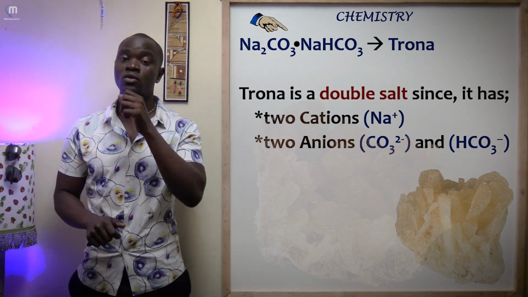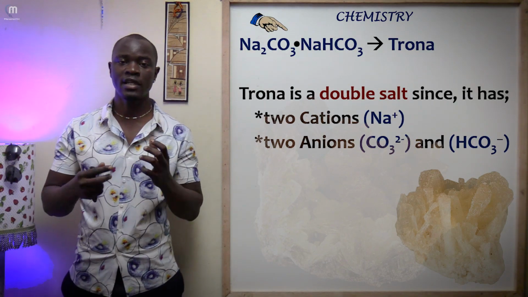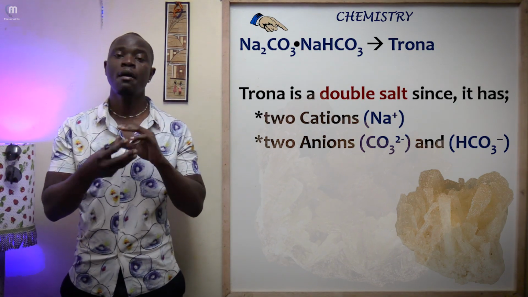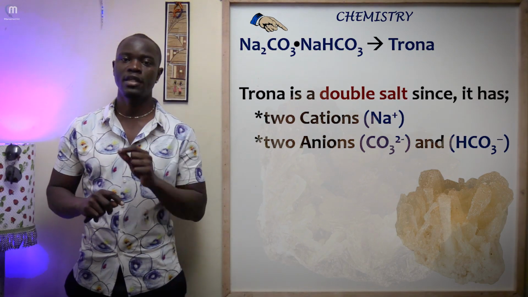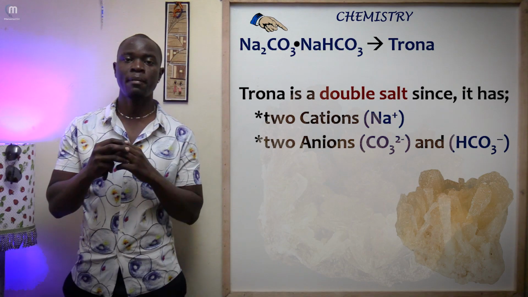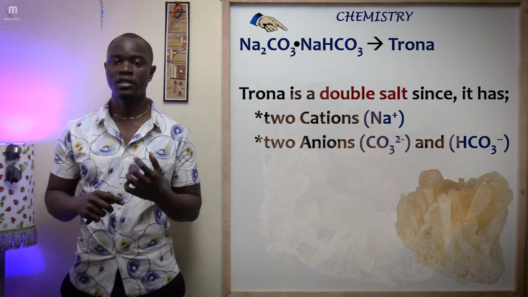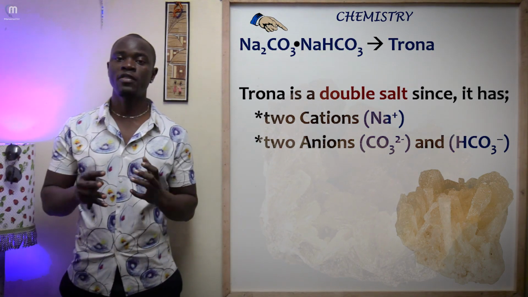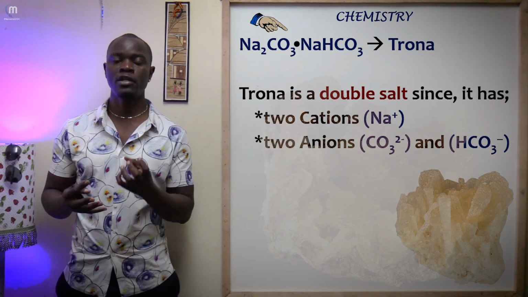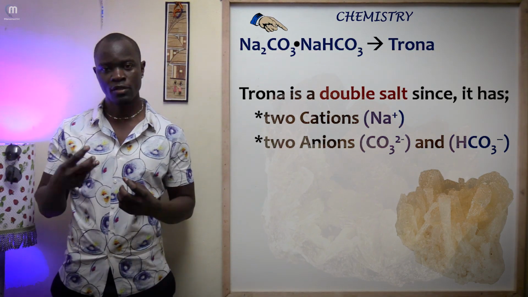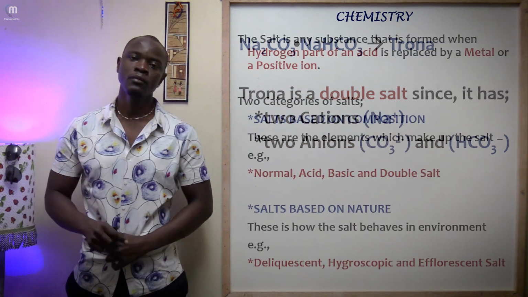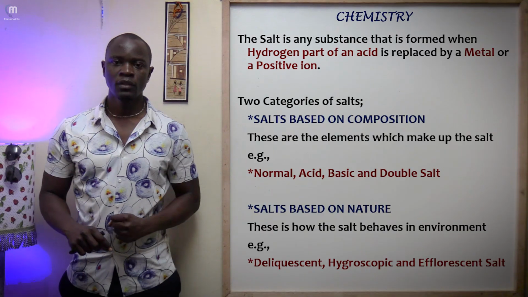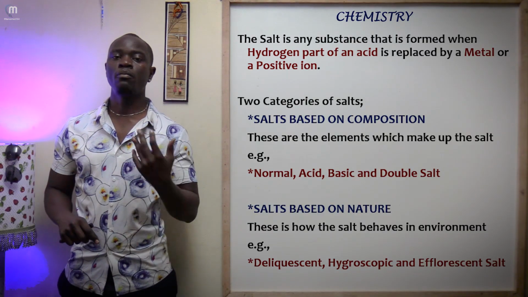As you can see, the structure of Trona is sodium carbonate dot sodium hydrogen carbonate. This means they have not reacted. They have just been brought together but have not reacted. That is the reason why there is that dot there. All of them still have the original property. Sodium carbonate has its property, and sodium hydrogen carbonate also has its own unique property. So those are salts based on composition.